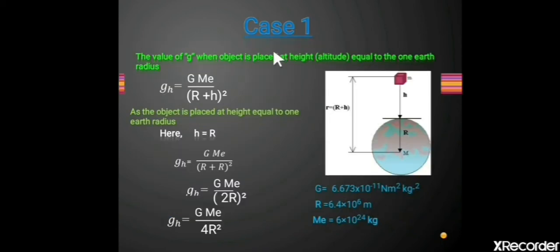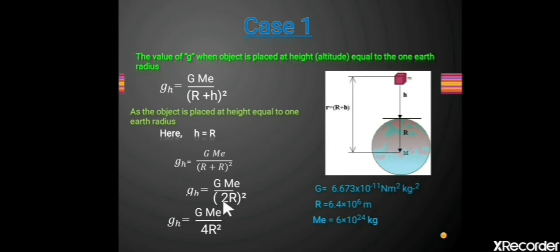Now we have case 1. What is the value of g when the object is placed at an altitude equal to 1 earth radius? It means that this h from the surface of the earth to the object will be equal to the radius of the earth. h will be equal to R. So, gh will become G Me upon R plus R whole square. This h is replaced with R. Now R plus R will become 2R.